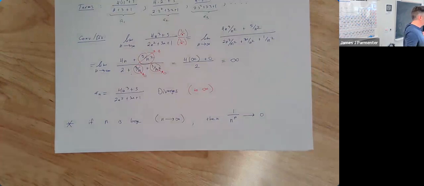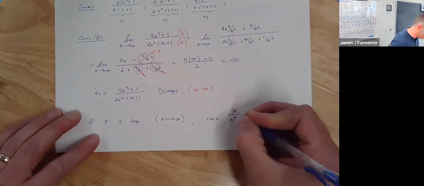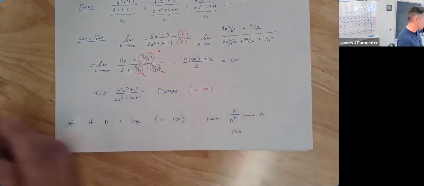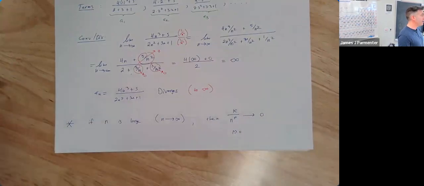If n gets big, 1 over n, or 1 over n squared, or 1 over n cubed, or it doesn't even have to be 1, right? It could actually be any constant if you really want. K over n to any power, where p is positive, is going to go to 0. Because you're just dividing by something that's getting bigger and bigger and bigger. Cool. Oh yeah, we should look at those too.